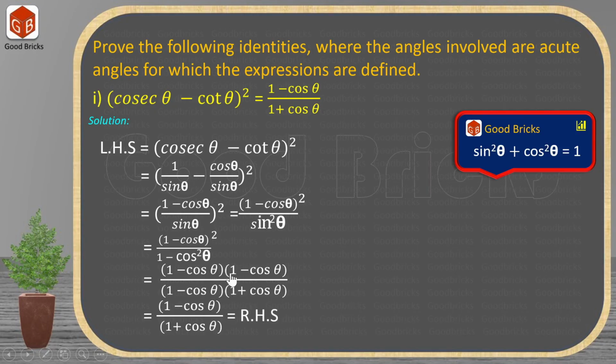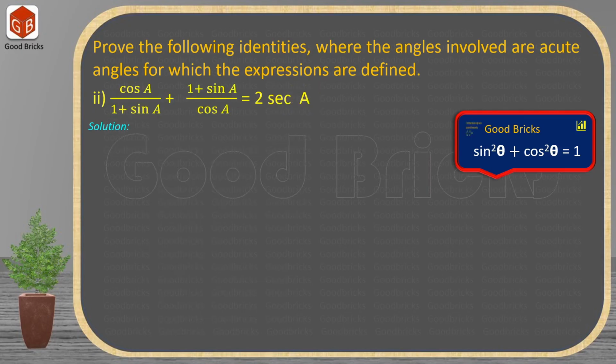When you cancel this 1 minus cos theta and 1 minus cos theta, you will be left with this 1 minus cos theta by this 1 plus cos theta, and this is what the required RHS. Hence we have proved whatever they have asked us to prove. So this is how we can solve using our key concepts. Now let us solve one more problem using our trigonometric identities.